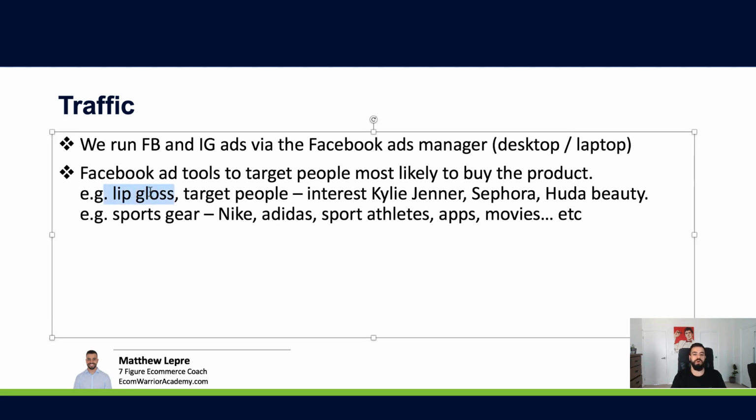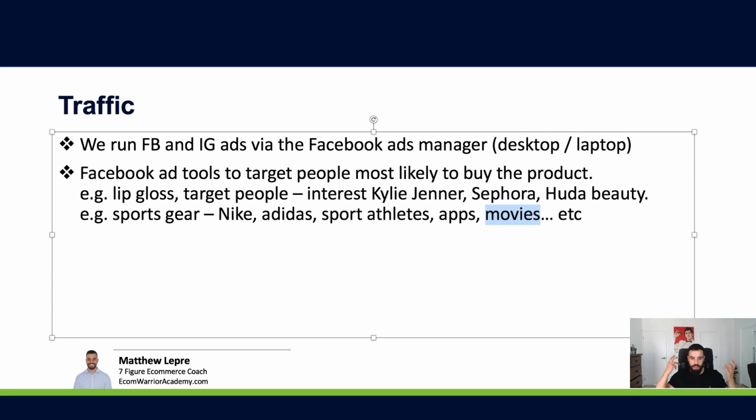So again, if we're selling our lip gloss, we might want to target Kylie Jenner, Sephora, or Huda Beauty. But if we're selling sports gear, we might want to target Nike, Adidas. We might target specific sport athletes. We might target different apps that people would use that were interested. So we might target fitness apps, movies. So if there's any sports movies, so maybe if you're selling boxing gloves, you might want to target people interested in Rocky, the boxing movie. So that's how that works.